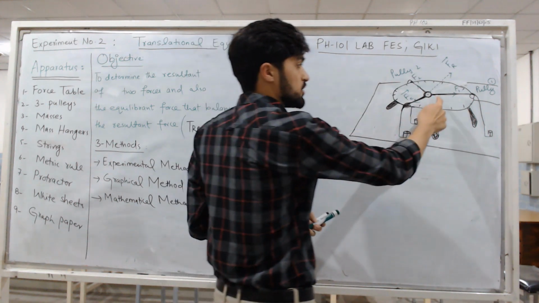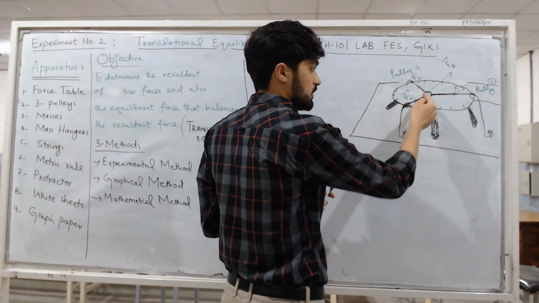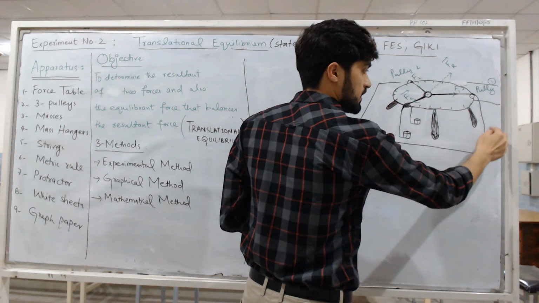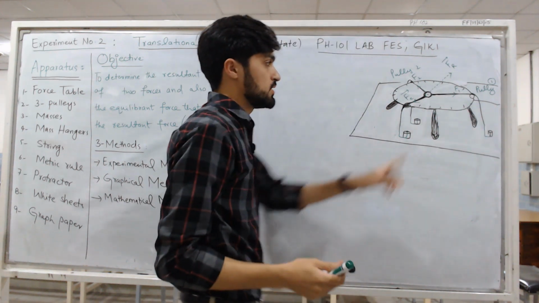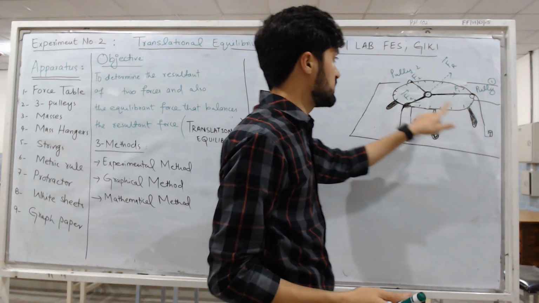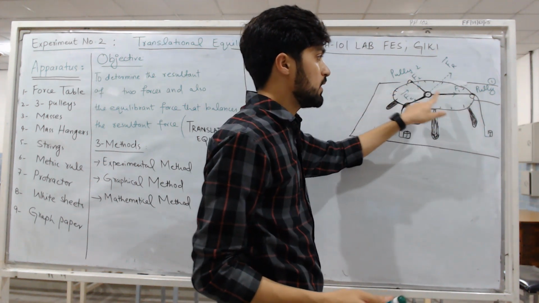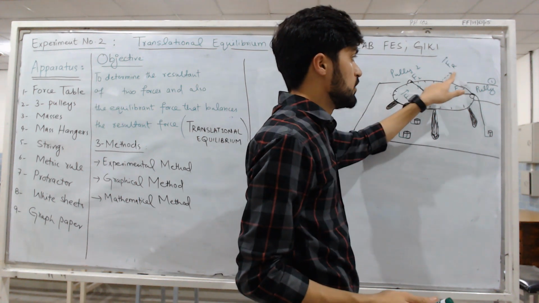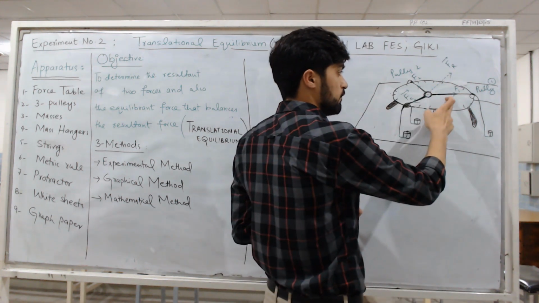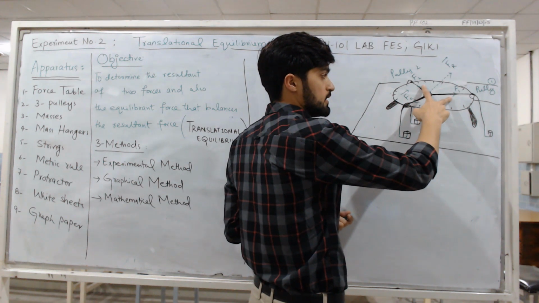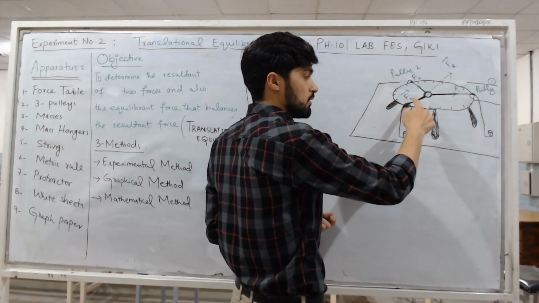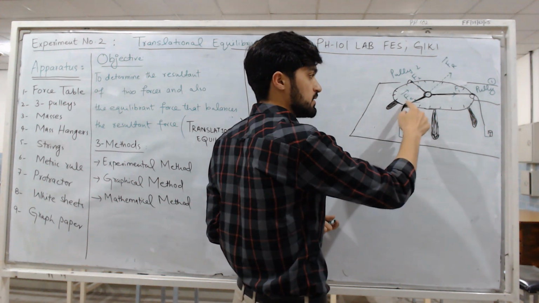These are the strings, and this is the first force, F1. This is the mass hanger, and these are the masses. So this is the first force, and this is the second force. The resultant of these two forces is here, Fr. It means that the F1 and F2 forces are balanced by this third pulley. This is the equilibrium pulley, which we can adjust.